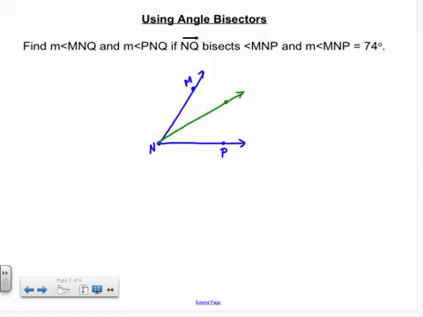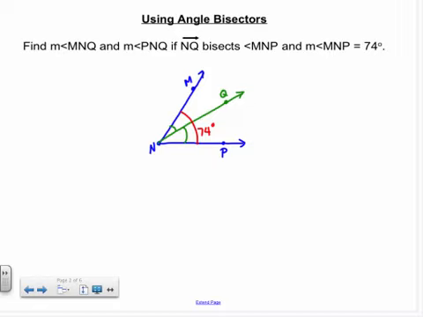And now that we've got ray NQ and we know that it's an angle bisector, we know that angles MNQ and QNP are congruent. So we can mark that in our picture. And then they tell us that the entire angle is 74 degrees. Pay attention to how I drew those arcs in there. Those two smaller arcs are marking that the two smaller angles are congruent, while the larger arc that goes across both of them tells the measure of the entire angle. You'll see problems like this in your textbook, in your practice problems, and also on your tests.